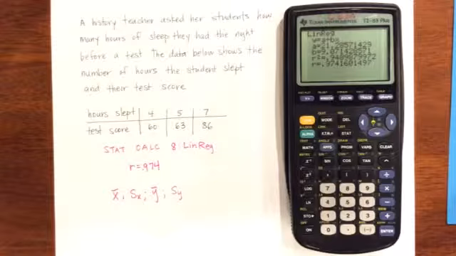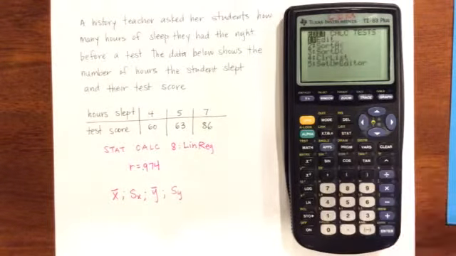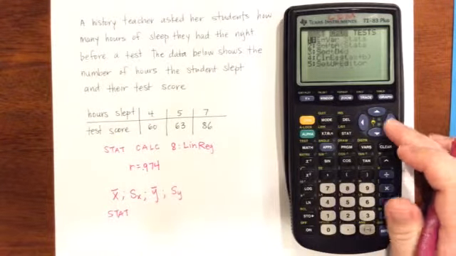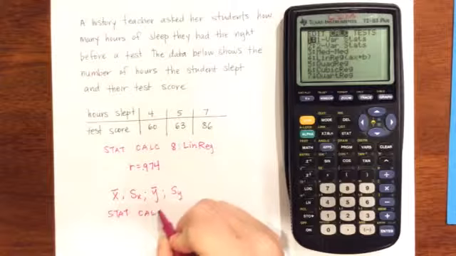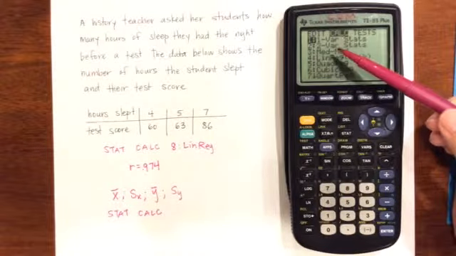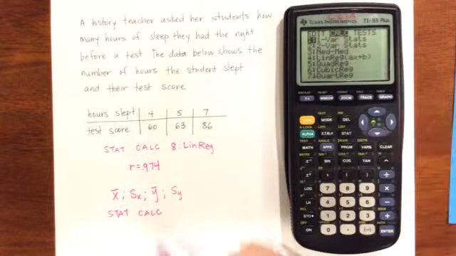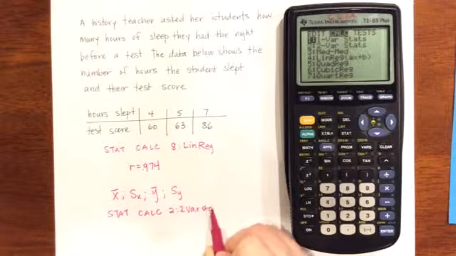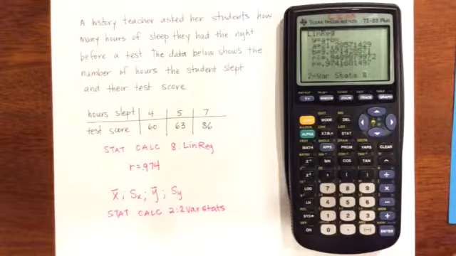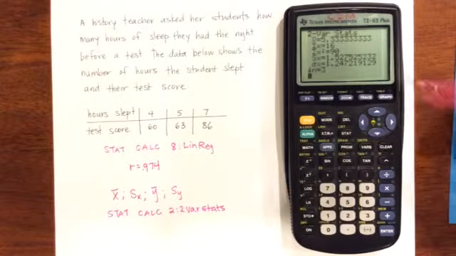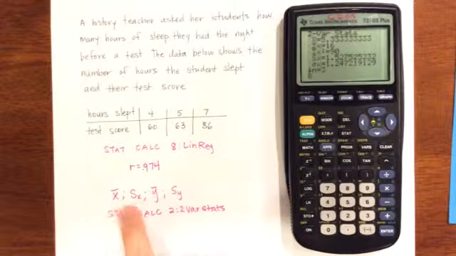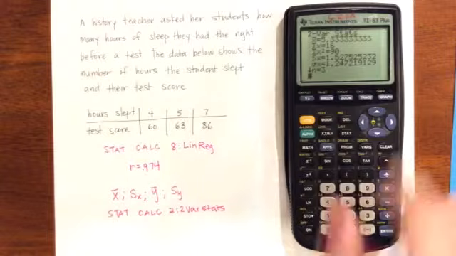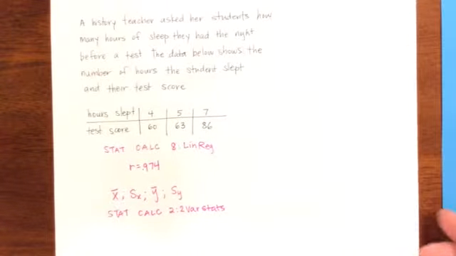To get these numbers, we're going to go to stat, calc, and this time we're going to go to number 2, 2-variable statistics, and that's going to calculate all the statistics that we're looking for. When you do that, you'll get all the numbers that you need, like x bar, s of x, y bar, and s of y. So go through and write all the numbers that you need down, and let's get started.